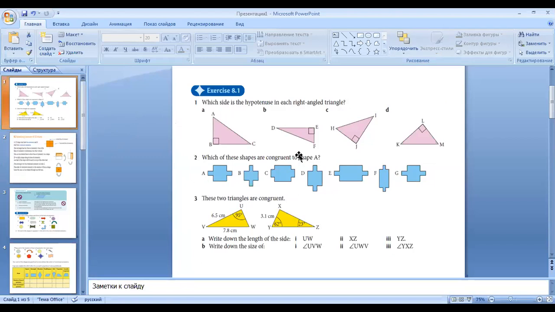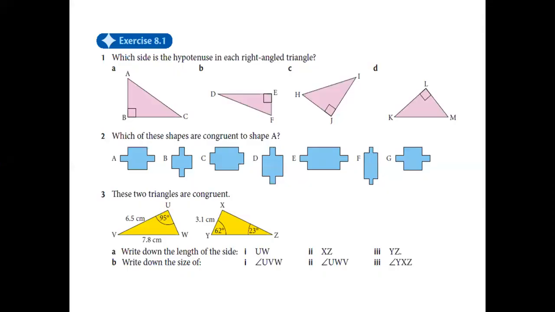Okay, so if you remember, in the past lesson we learned about hypotenuse and congruent shapes. What does congruent mean? What does hypotenuse mean? What does right angle triangle mean? Okay, let's start with the first exercise. Which side is the hypotenuse in each right angle triangle?